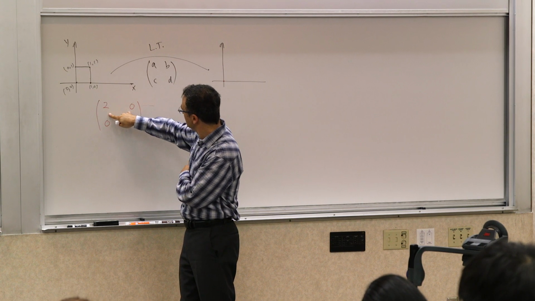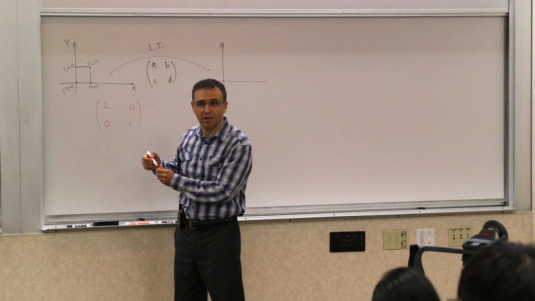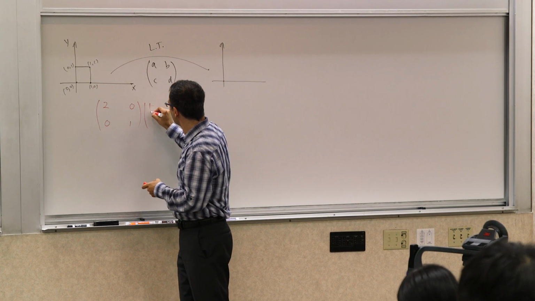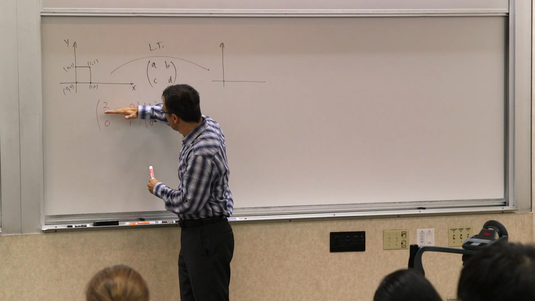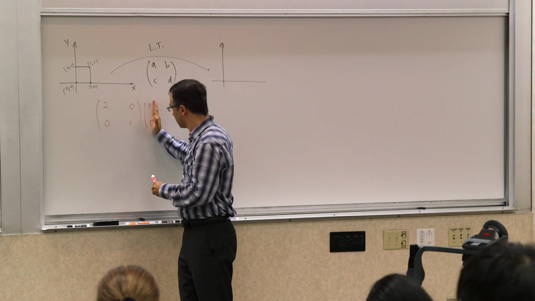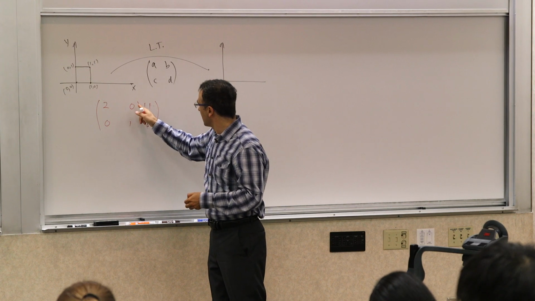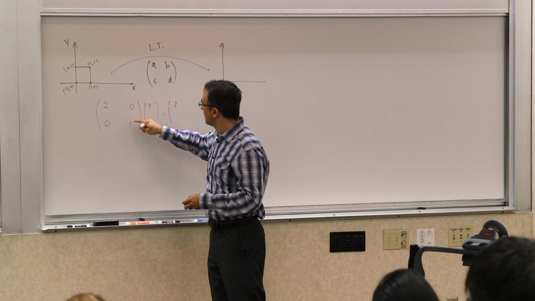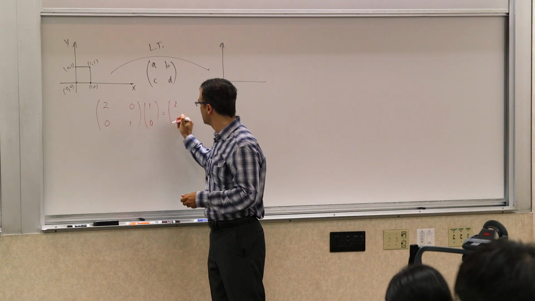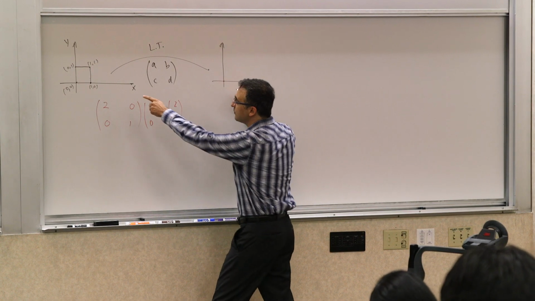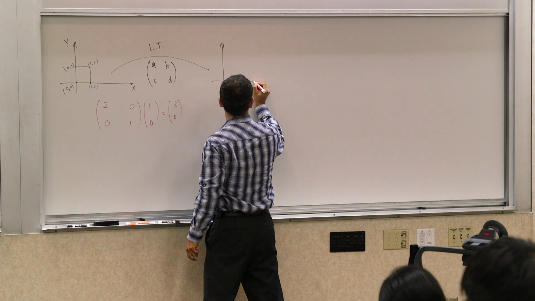1, 0, this multiplies. You remember how to multiply matrices by vectors, right? So for example, if I put 1, 0 here, you take this, multiply by that, this multiplied by that, right? So 2 times 1, 0 times 0, that gives me a 2. 0 times 1, 1 times 0 gives me 0. So 1, 0 goes to 2, 0.